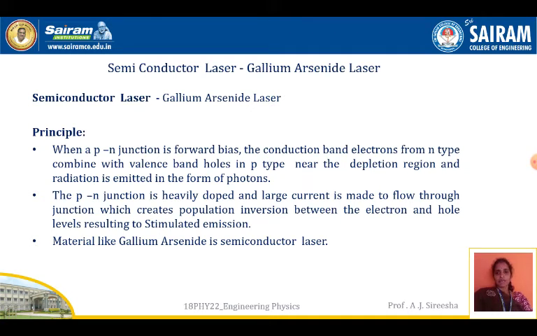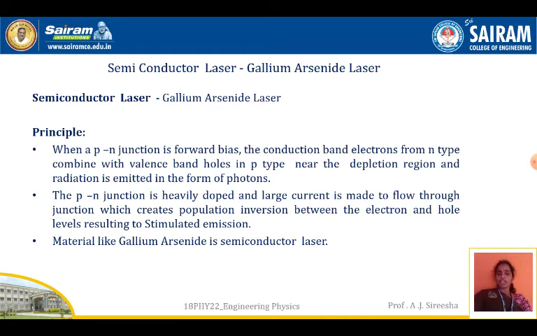If P and N-type materials are heavily doped, there are a large number of holes in the P-type and a large number of electrons in the N-type. The PN junction is heavily doped and a large current is made to flow through the junction, which creates a population inversion between the electrons and holes, resulting in stimulated emission.